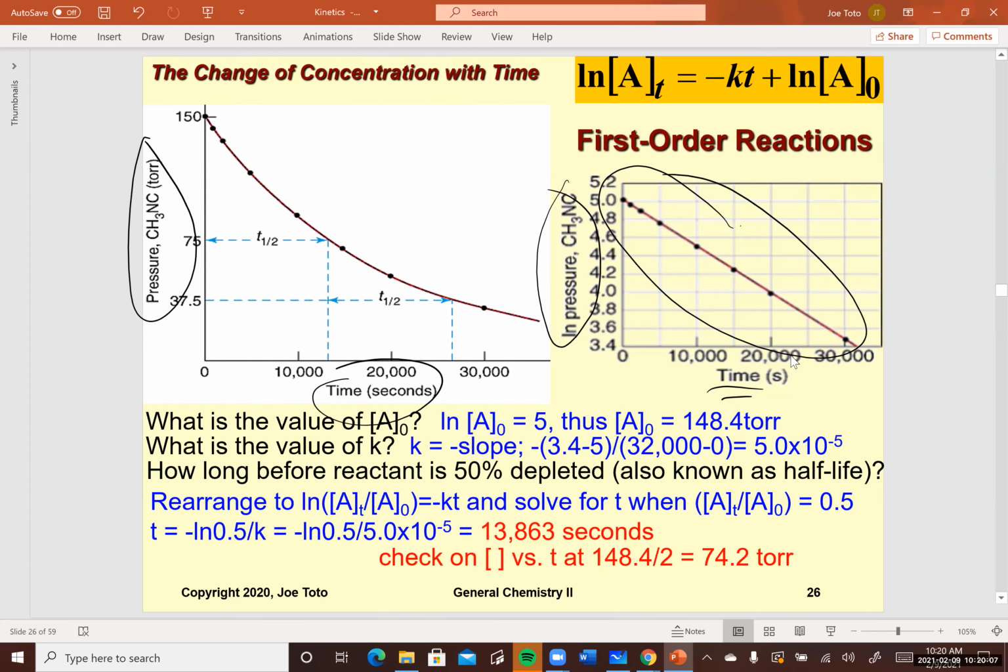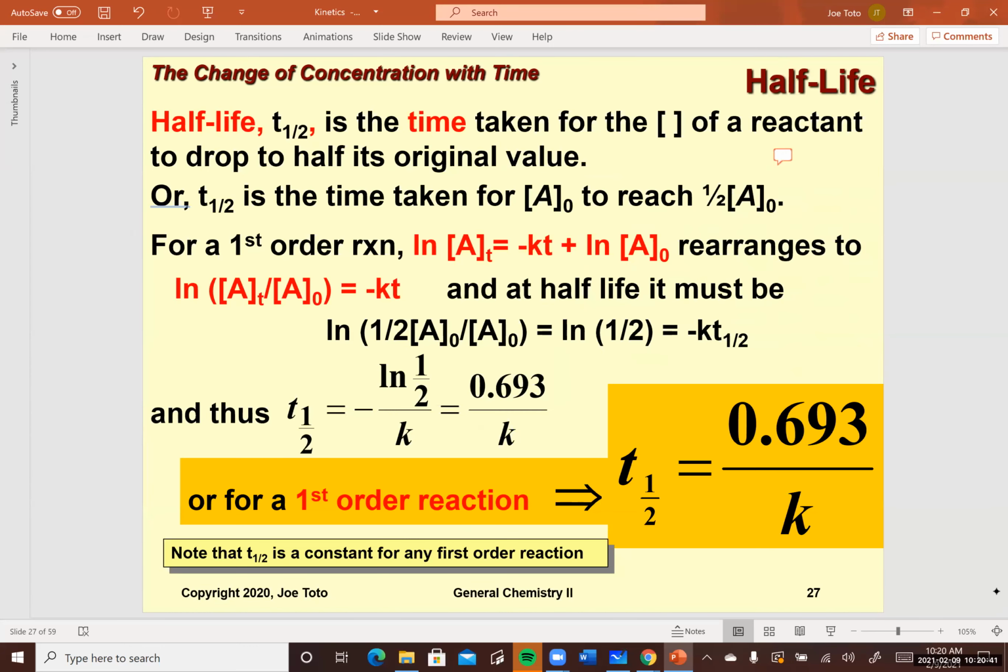It also shows you the half-life idea here. It doesn't matter what concentration you start with, it always takes the same amount of time to cut it in half for first order. So in other words, if I start with 150, half is 75, and that time is T1 half. And then half of 75 is 37.5, and that takes the same time. And that comes out from that equation for first order, because it's concentration independent.